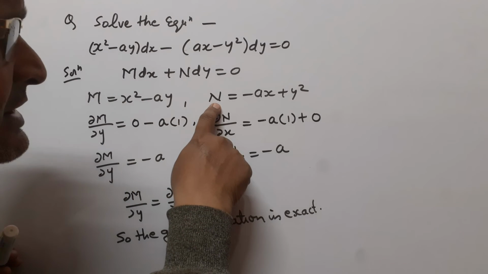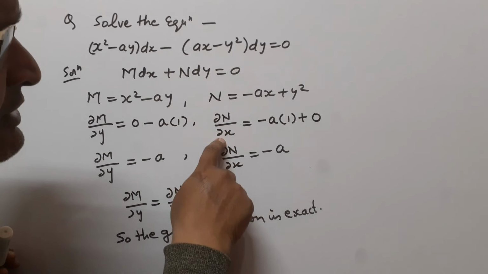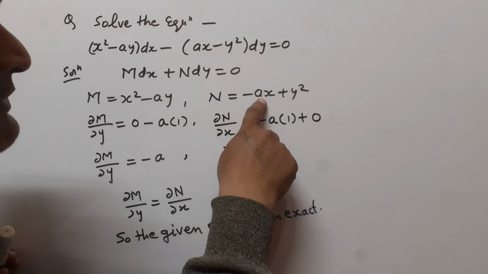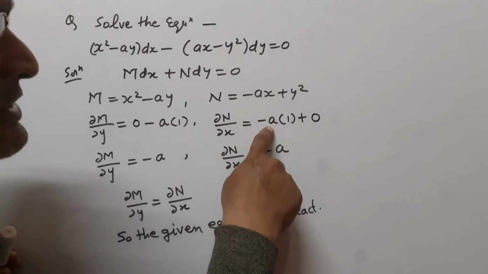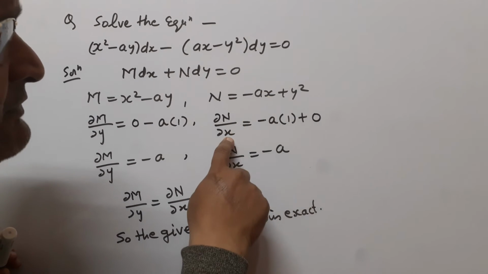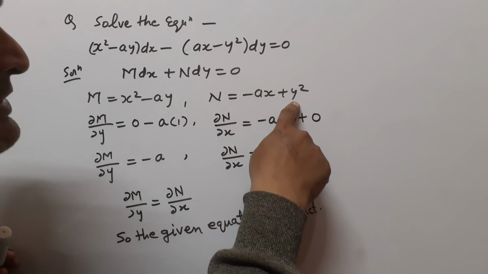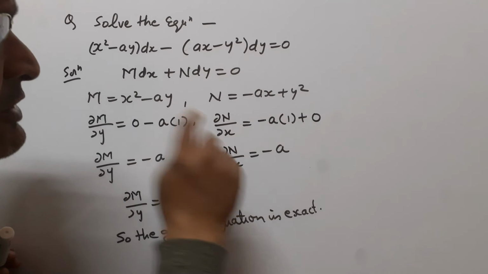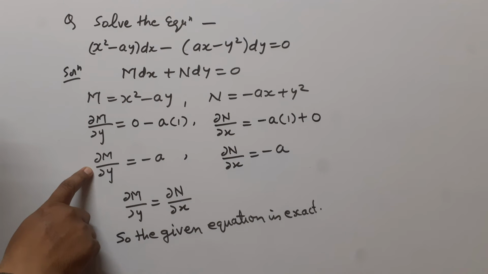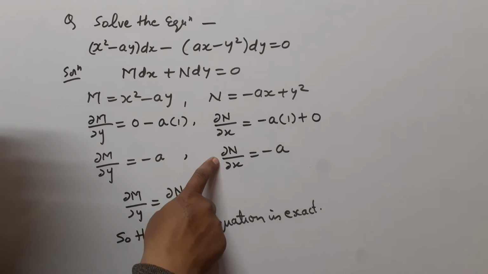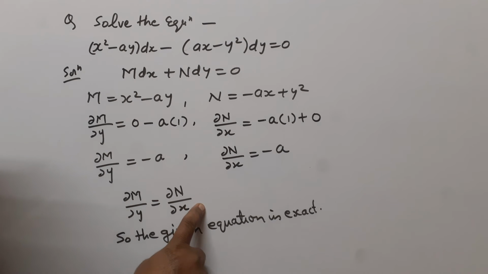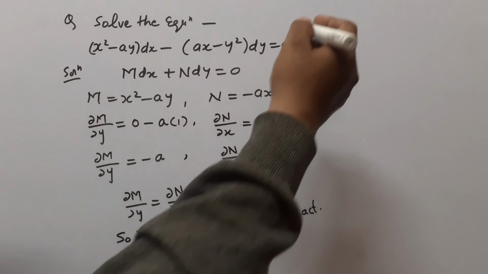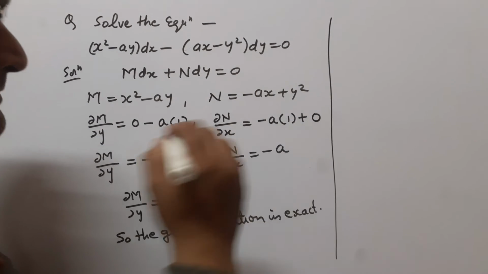Similarly, we differentiate capital N with respect to x partially. So here when we differentiate, minus a is constant and differentiation of x with respect to x is 1, and differentiation of y square is 0 with respect to x, because y square is constant with respect to x. So here we can see that del M by del y and del N by del x both are equal. That means the given differential equation is exact. Now we find the solution of this given differential equation.